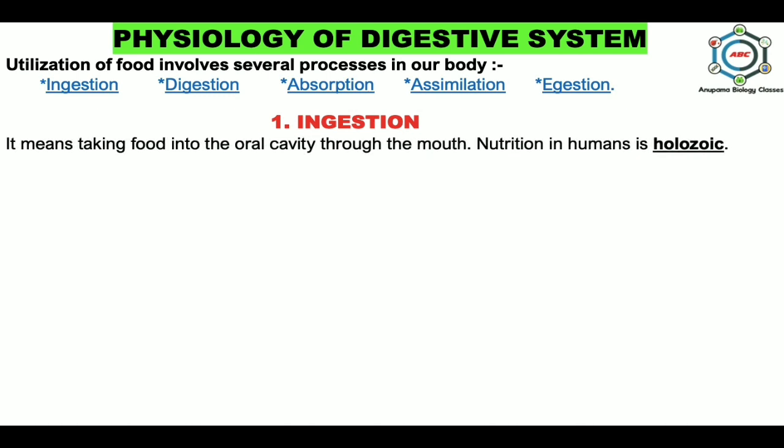Ingestion means taking food into the oral cavity through the mouth, and nutrition in the case of humans is holozoic. So what is holozoic nutrition? Holozoic is a type of nutrition in which food is taken through the mouth and large organic molecules are broken up into smaller pieces with the help of different enzymes. These small molecules are absorbed into the cells and utilized. After ingestion, food enters for digestion.